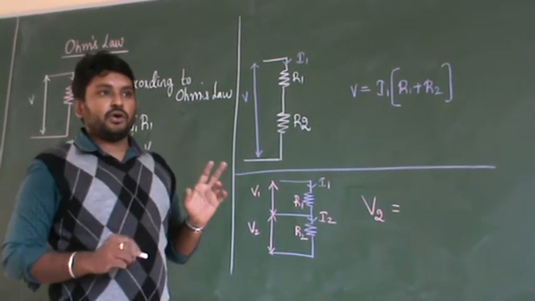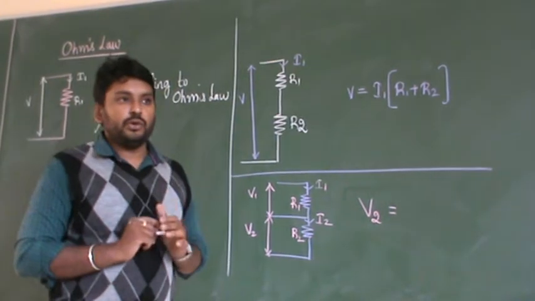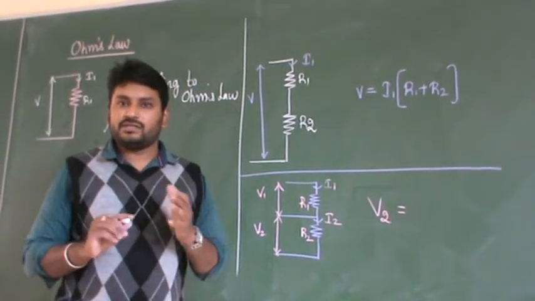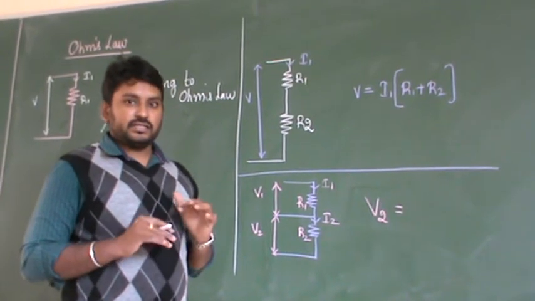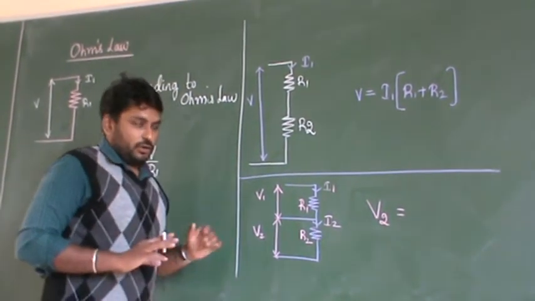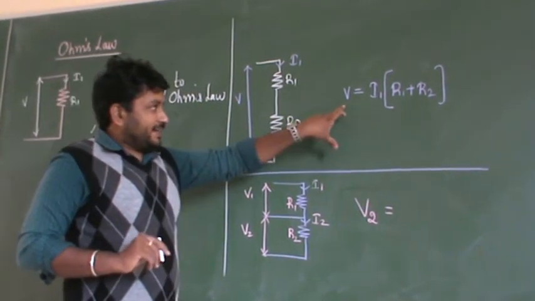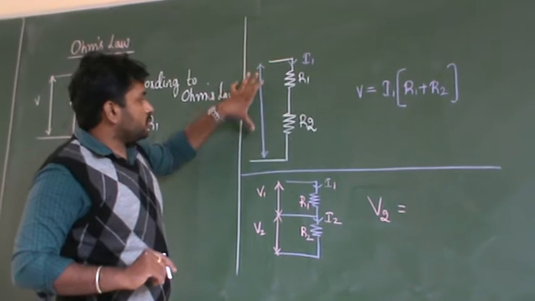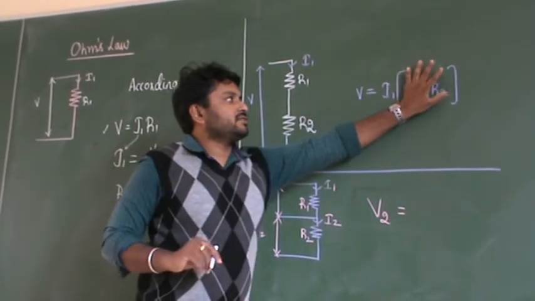There is a term called series and parallel connection. Let us not go in depth into what series and parallel are, because you have already studied that in the electrical subject in the first year. Those two resistors are connected in series, right? So I can write my equation as the voltage across these two resistors is the same as the current times the resistors.